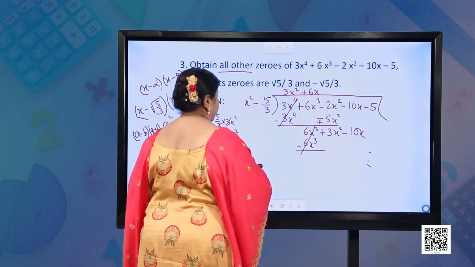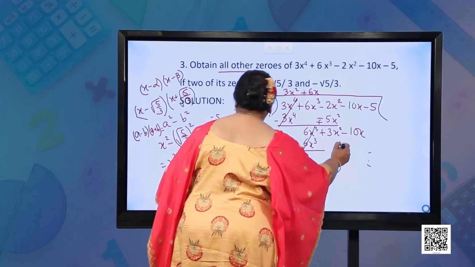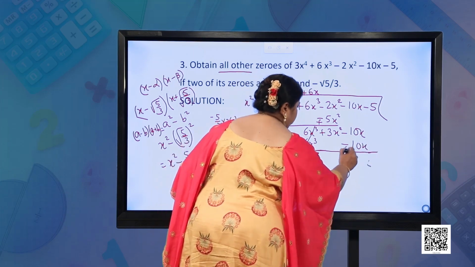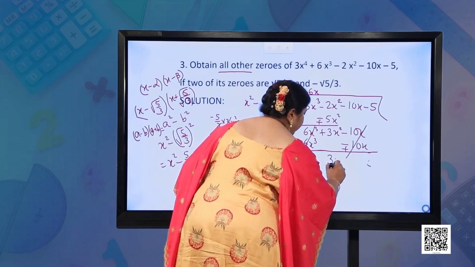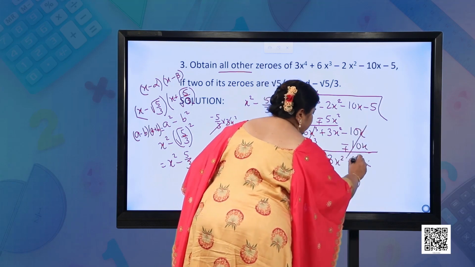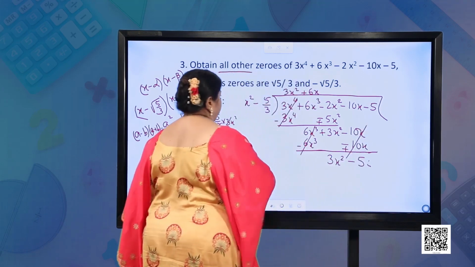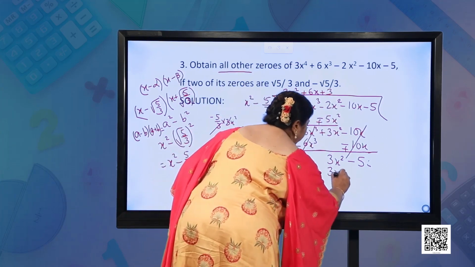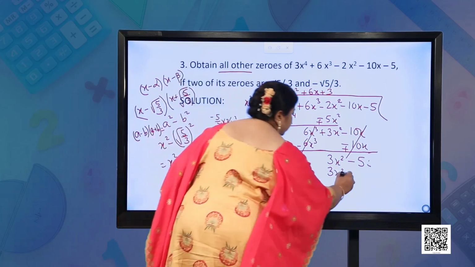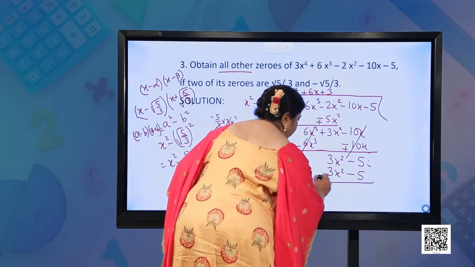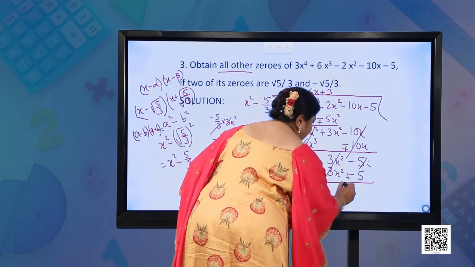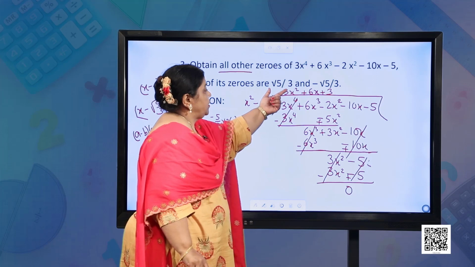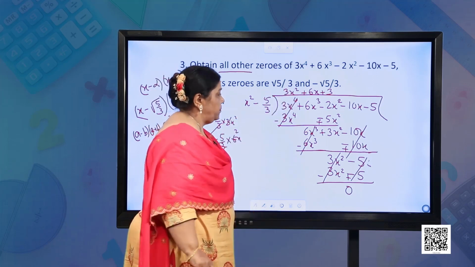If I multiply by 6x cube minus 10x, yes, now if I subtract, this gets cancelled. I have 3x square minus 5. Okay, now I think I will multiply by 3. What do I get? 3x square and yes, minus 5. On subtracting, the signs change and the remainder has to be 0 because I was already given that these two zeros are there, root 5 by 3 and minus root 5 by 3.